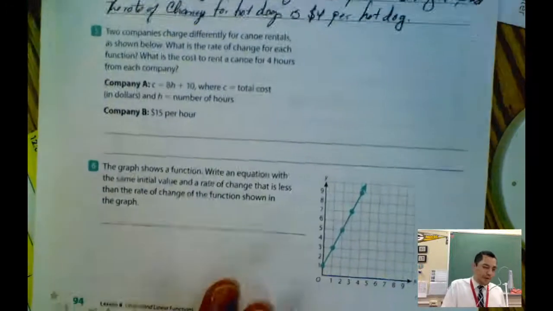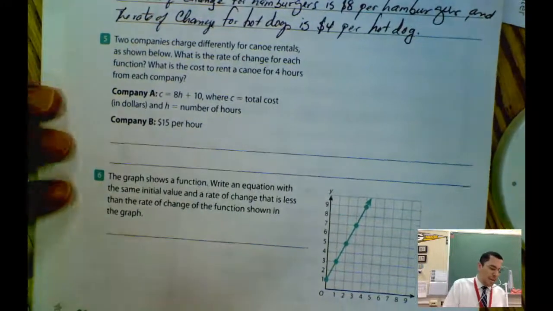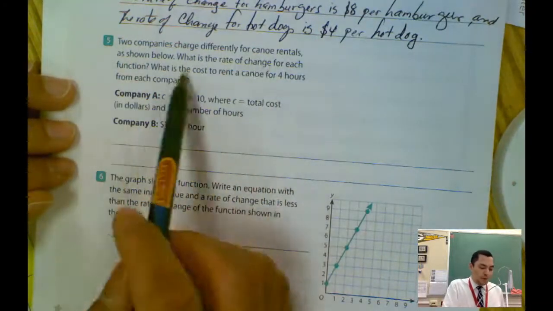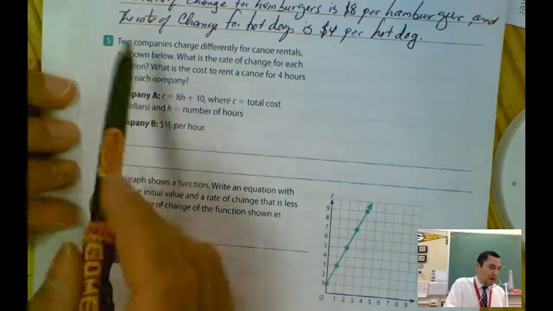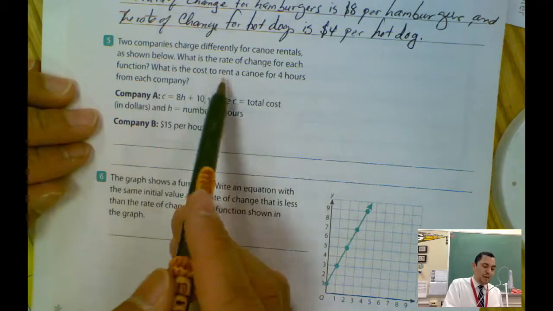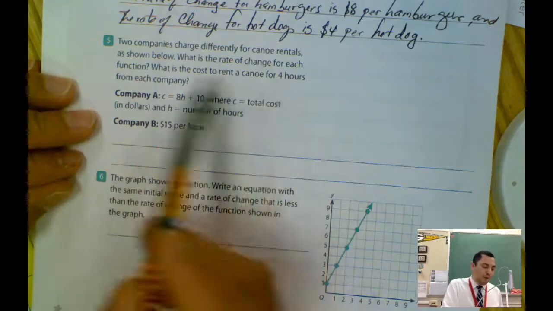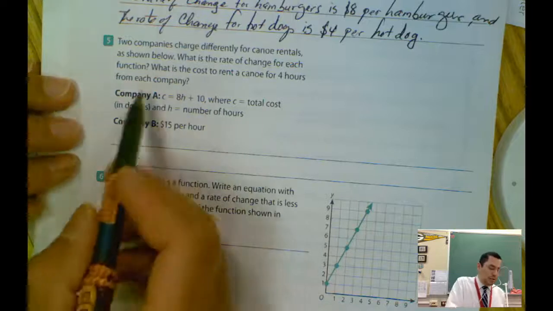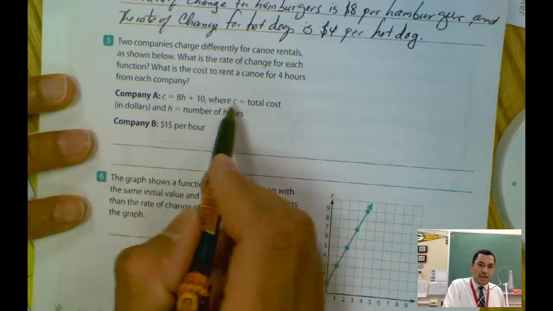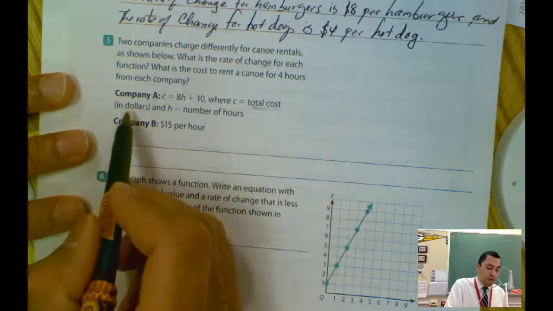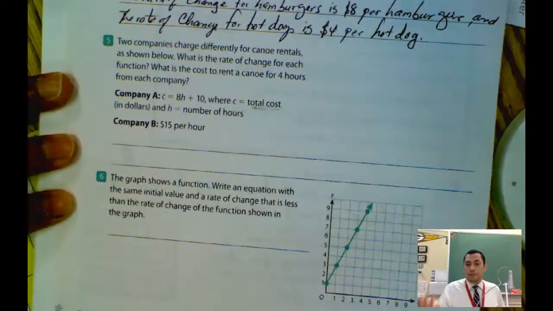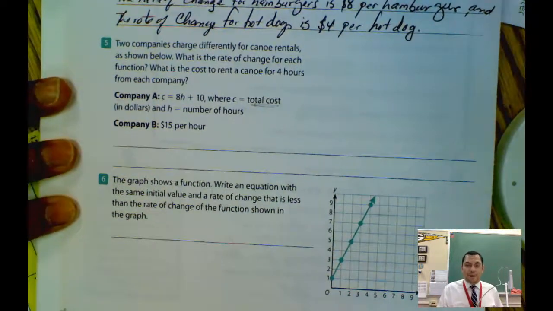Let's do number 5. So number 5, I have 2 companies that charge differently for canoe rentals, as shown below. So we have this rate here. What is the rate of change for each function? What is the cost to rent a canoe for 4 hours for each company? So we have company A. I have C equals 8 times H plus 10, where C is the total cost in dollars and H is the number of hours. And then company B, I have $15 per hour. So let's figure out the rate of change.